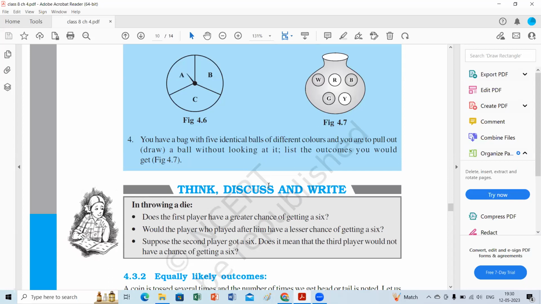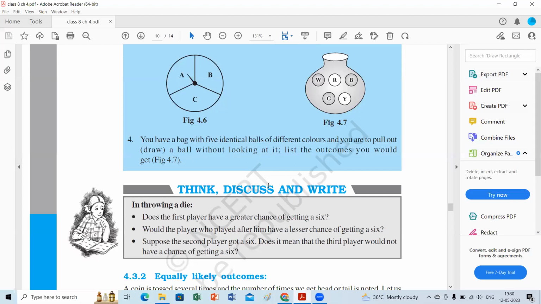No, ma'am, very good. Suppose the second player got 6. Does it mean the third player would not have a chance of getting 6? No, ma'am. No, it's not unpredictable. These are not exact; it happens.